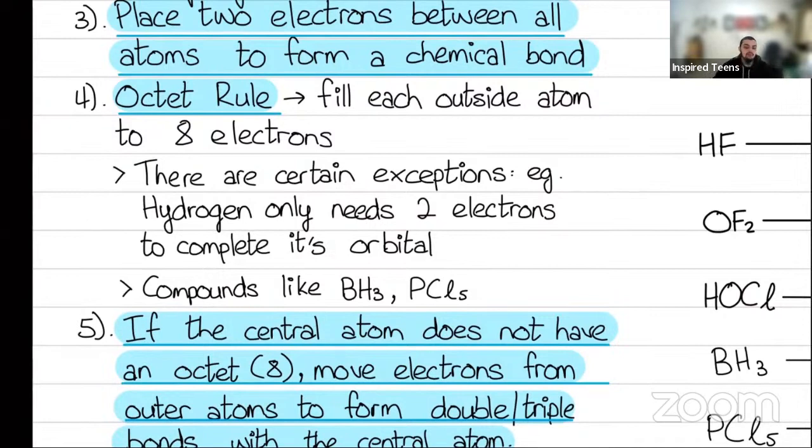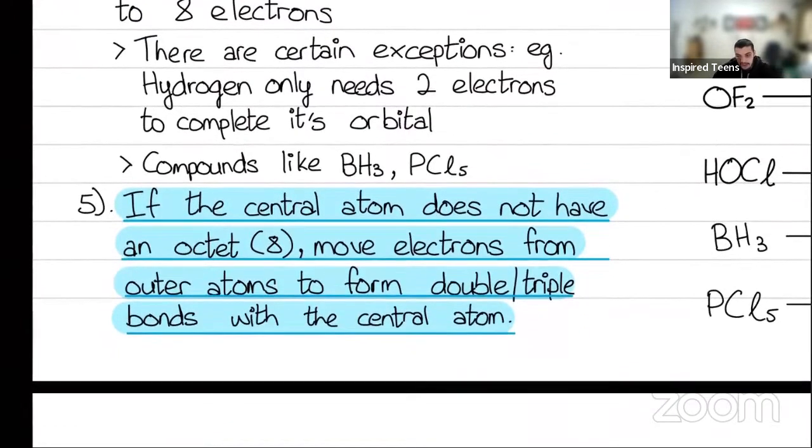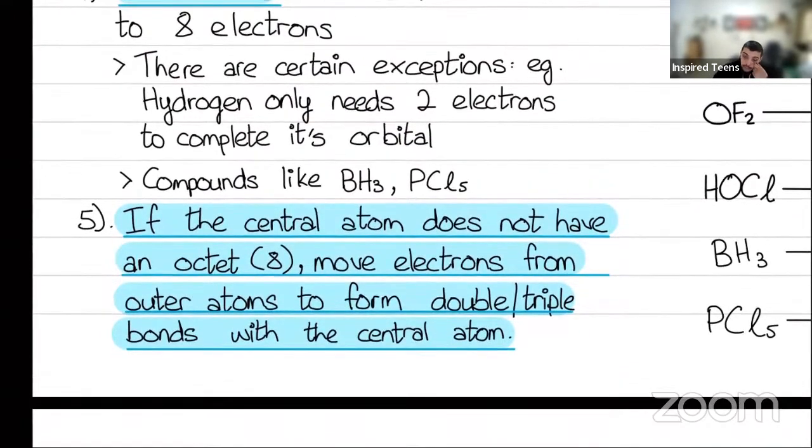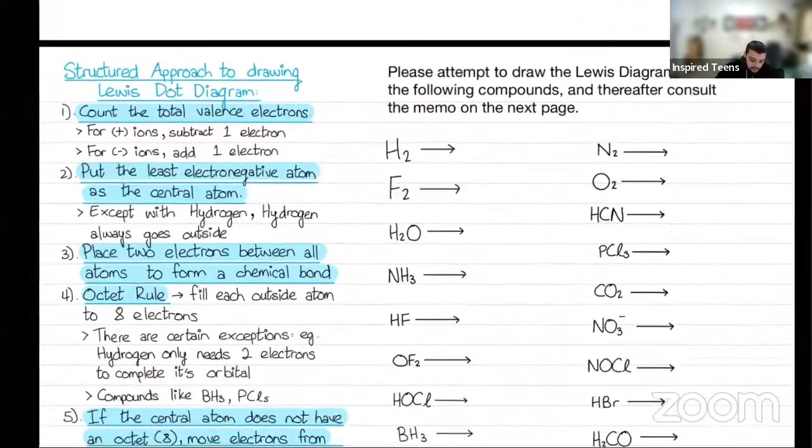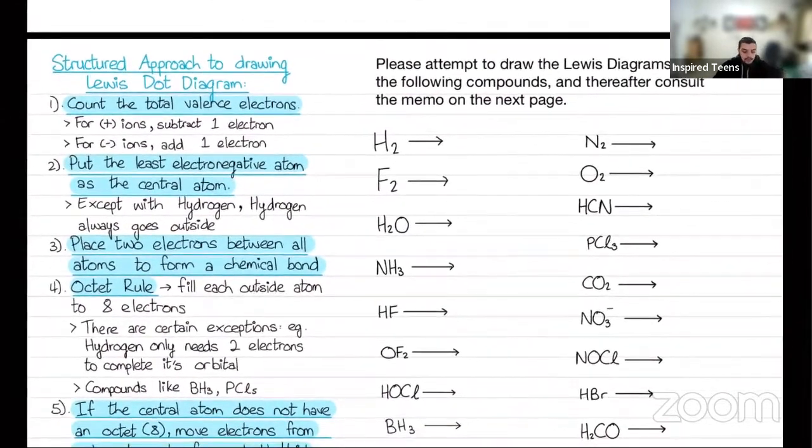Okay. So for example, these exceptions like BH3, PCl5, right? You're going to do some examples and you're going to come across some examples. Always just take note of the exceptions. Okay. Number 5, if the central atom does not have an octet, move electrons from the outer atoms to form double or triple bonds with the central atom, right? We did some examples with that as well.